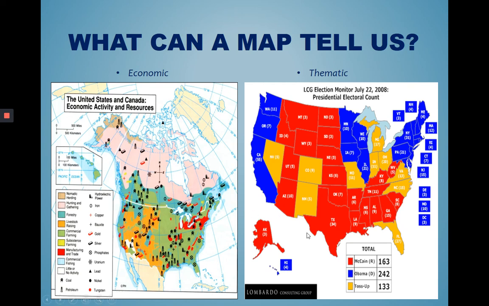A thematic map, again, is going to be special. It has a very specific purpose. This map on the right-hand side shows the presidential election in 2008.